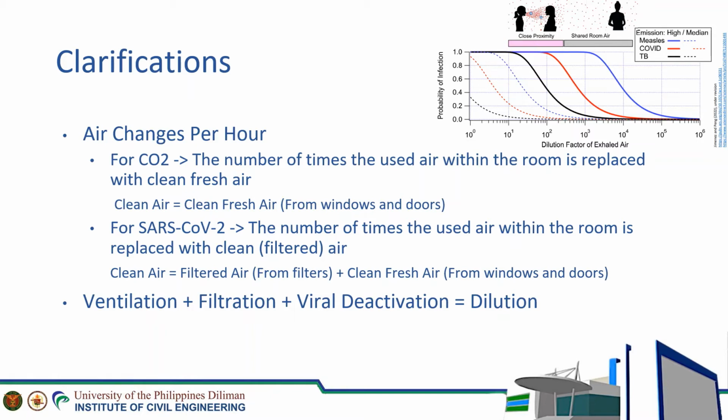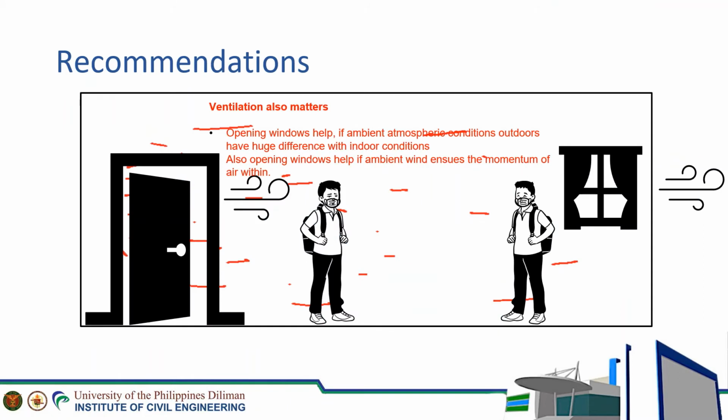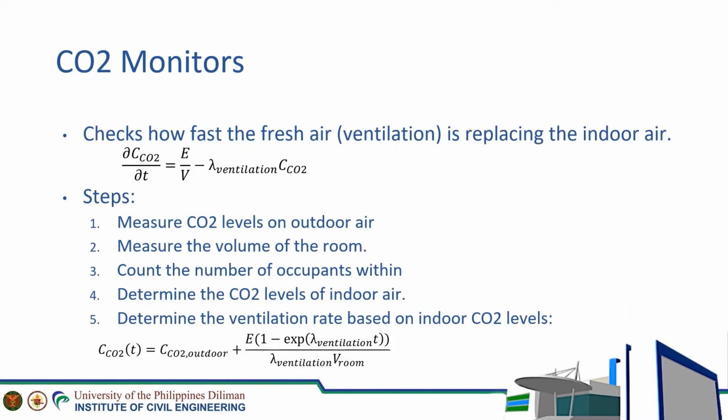Dilution is a combination of ventilation, filtration, and deactivation. We particularly address shared room air transmissions. Ventilation pertains to opening windows to prevent aerosols from building up. Ventilation introduces fresh air, which is indicated by the CO2 levels.